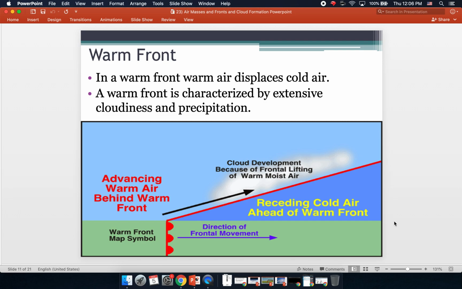All right, in a warm front, you have a similar situation, but you have warm air displacing cold air. This is characterized by extensive cloudiness and precipitation, over a large area. So you have the warm air moving in on this cold air, and the cold air won't sink anyways. It's kind of forcing it down, and right here on the line where the warm and the cold air are meeting, you get the development of clouds and precipitation.